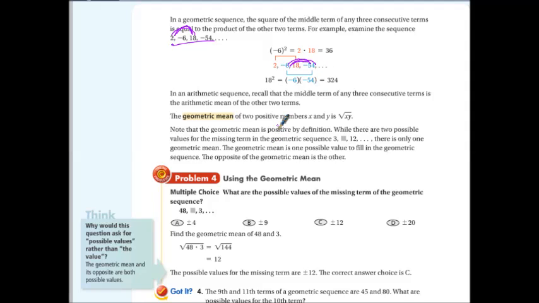That's called the geometric mean. The geometric mean is the square root of the product of two numbers. So if we wanted to know this middle number right here, we could just take 3 times 12, get 36, and the square root of 36 is 6.